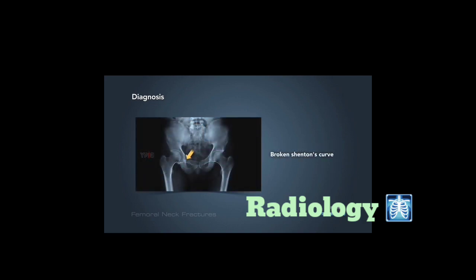A radiographic image of a broken Shenton's curve, which shows the relationship of the femoral head to the acetabulum, indicates a femoral neck fracture.